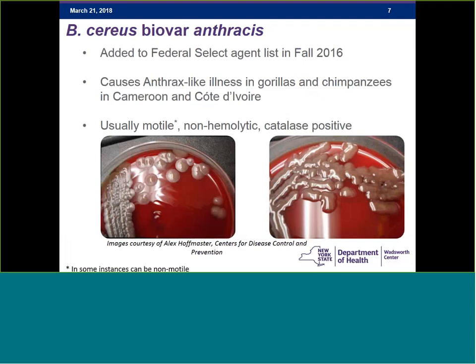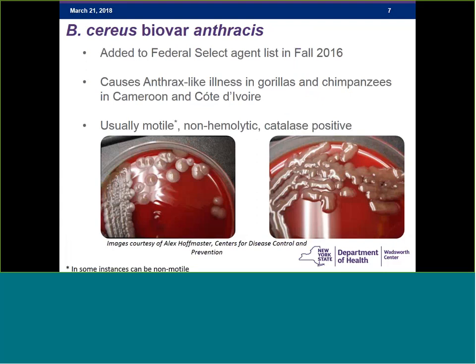In the fall of 2016, the CDC added a strain of B. cereus, B. cereus biothreat, to the Tier 1 Select Agents list. This organism has been found in elephants and goats in certain African countries.